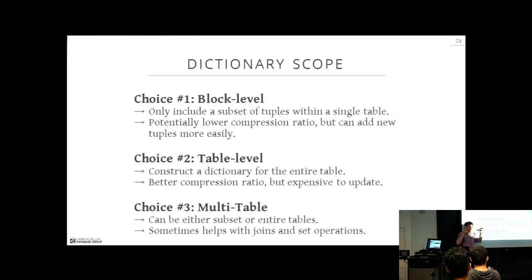So rather than having two dictionaries set up for these two attributes in two separate tables, they can share a single dictionary and have reduced overhead and reduced space from that. And that's going to help us speed up joins and set operations, like unions and things like that, that you would not be able to get over other dictionary schemes.